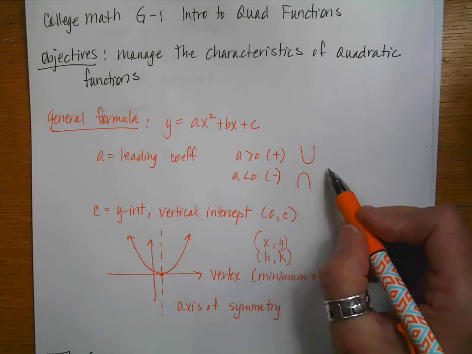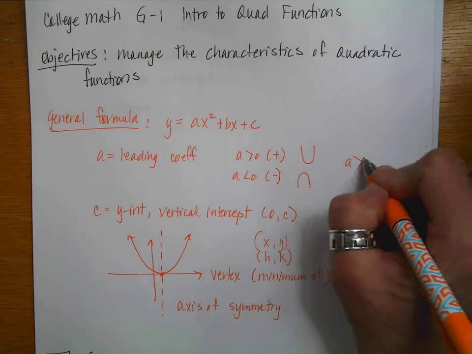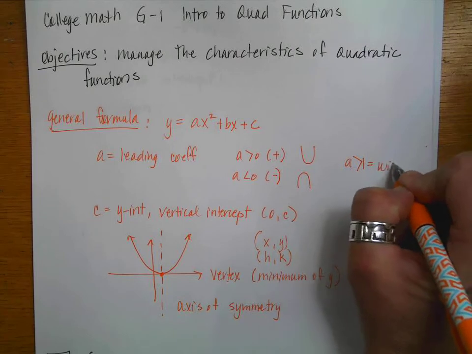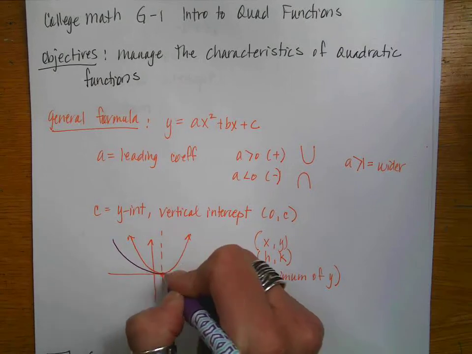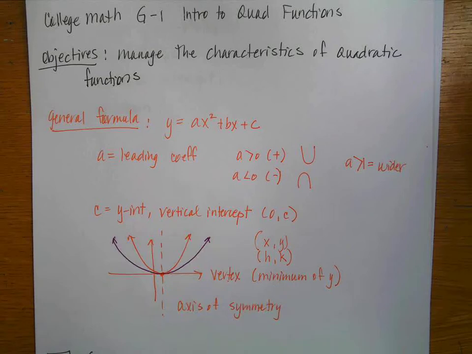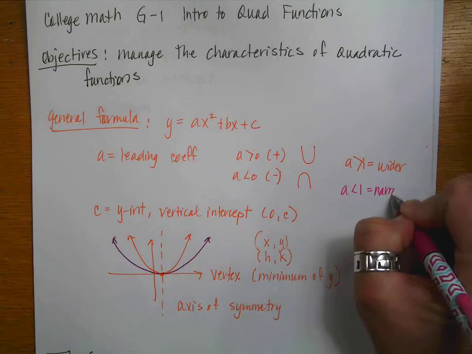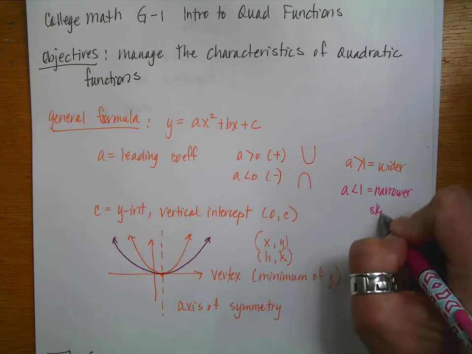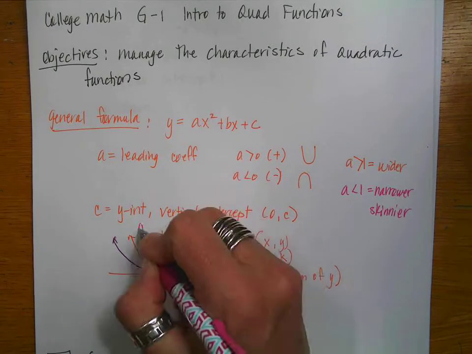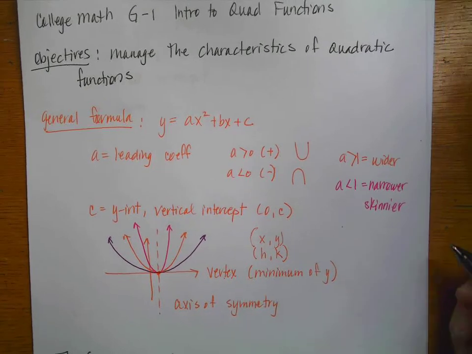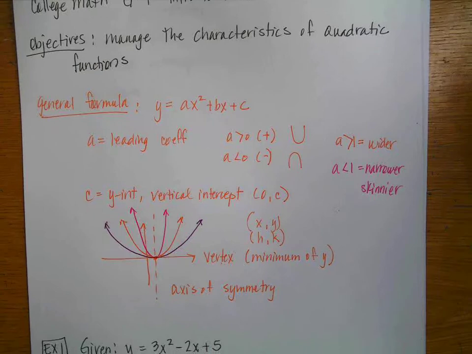If we go back and talk a little bit, if a is greater than 1, that means that my parabola is going to be wider. So maybe my parabola would be something like this if a is greater than 1. And then if a is less than 1, it's going to get narrower or skinnier. And so maybe my parabola would look like that if a was less than 1. Those are what happens to the shape as you change the value of a.